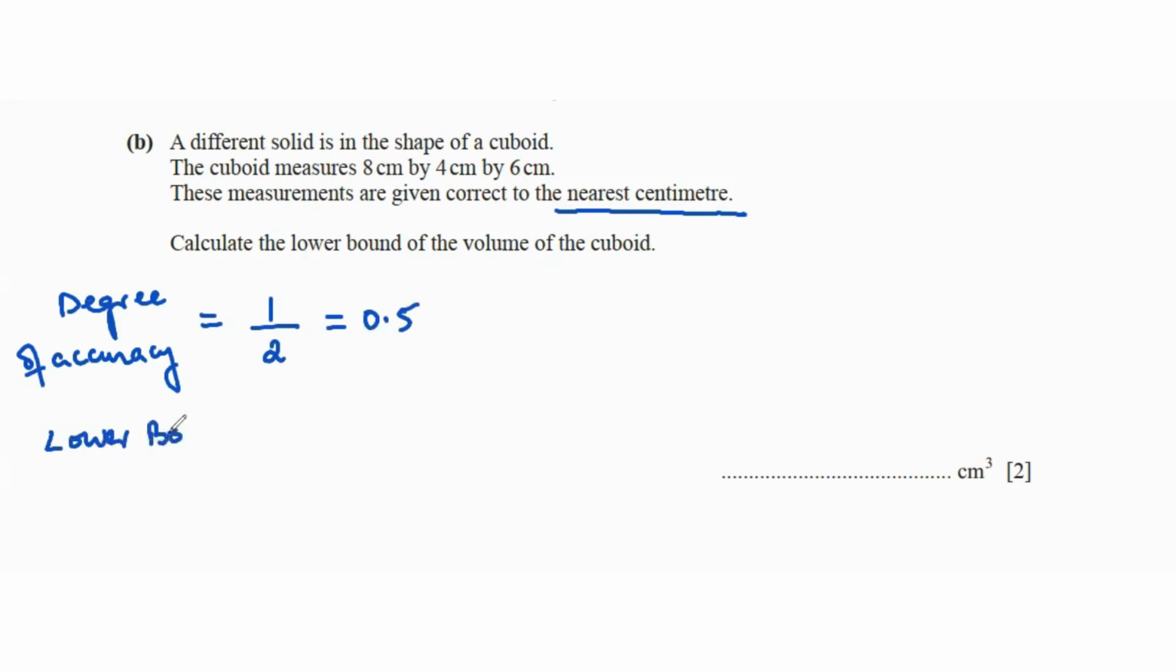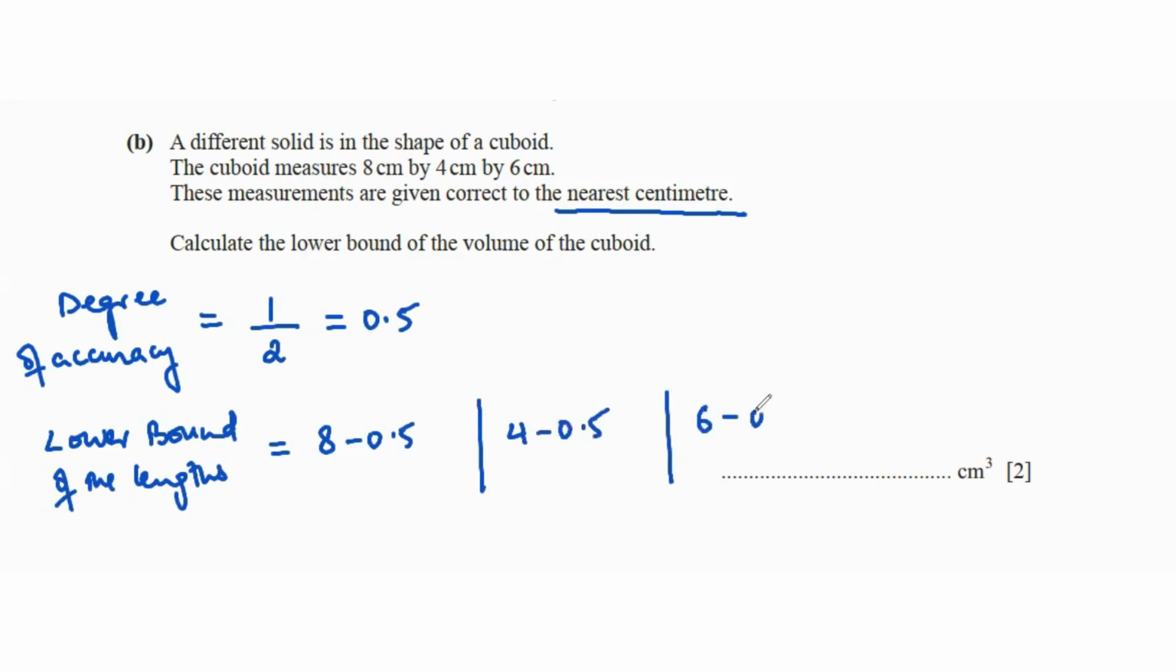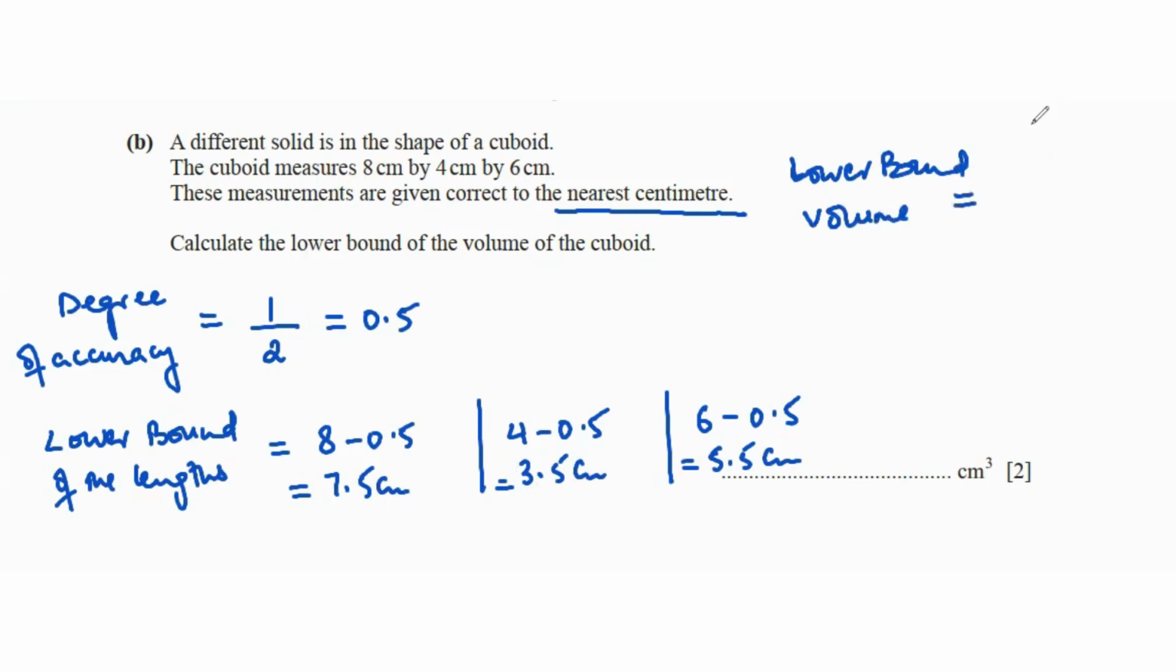Now the lower bound of the measurements is going to be 8 minus 0.5, then 4 minus 0.5, and lastly 6 minus 0.5. So one lower bound is 7.5 centimeters, the other is 3.5 centimeters, and the last one is 5.5 centimeters. Since we have the lower bound of all of the lengths of the cuboid, we can easily find the lower bound of the volume now. It is going to be the product of 7.5, 3.5, and 5.5, and all of this is going to equal 144.38 centimeters cubed. That is your lower bound of the volume of this cuboid.